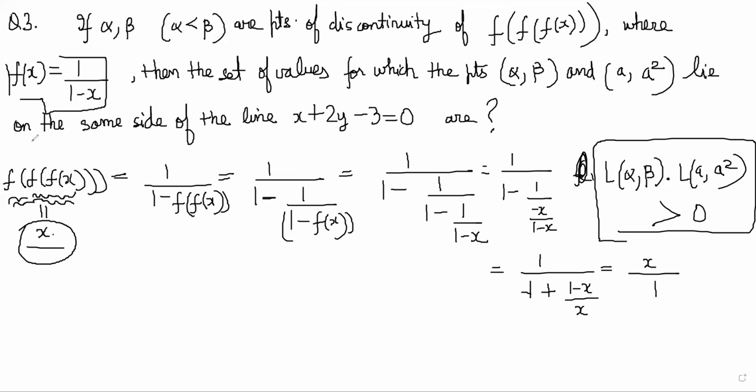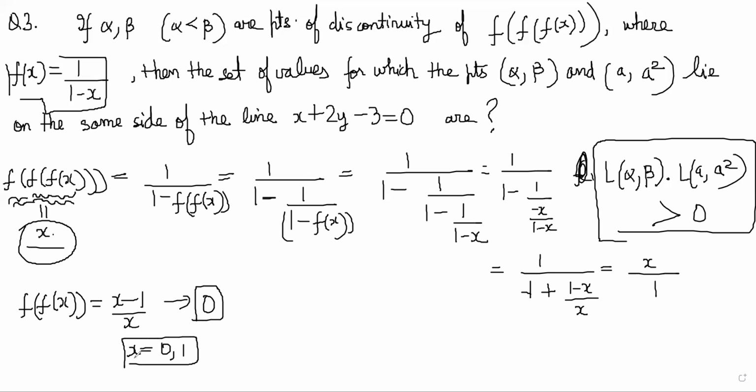And if you check f of x, that function comes out to be x minus 1 by x. So that is not defined for 0, right? So you have 2 points where the function is not defined, x is equal to 0 and x is equal to 1. So the set of points where it is discontinuous is this set. Alpha, beta are points of discontinuity, and alpha is less than beta. So our set is 0, 1, right?